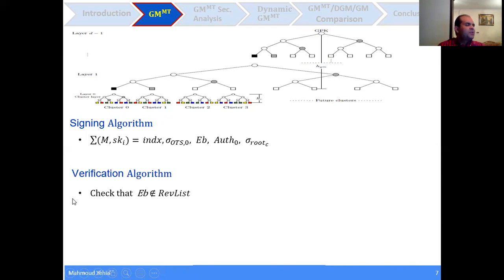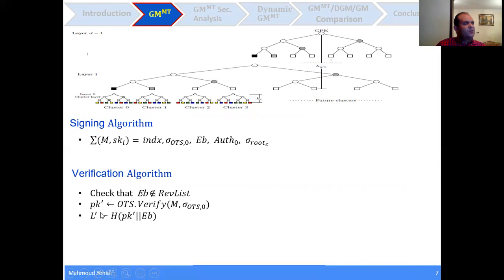For the verification algorithm, the algorithm first checks whether the encrypted label exists in the revocation list or not. If it exists, it means that the signature is revoked. Otherwise, the algorithm continues with the following procedures for the verification. It computes the one-time signing scheme verification on the message, using the signature OTS at layer 0 of the cluster, to produce a public key.